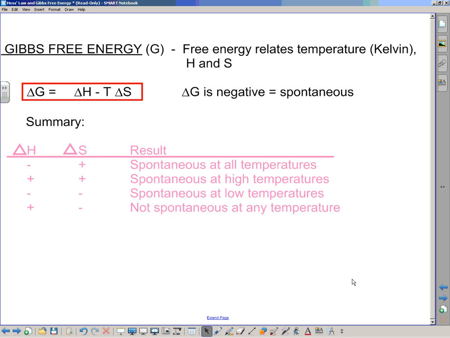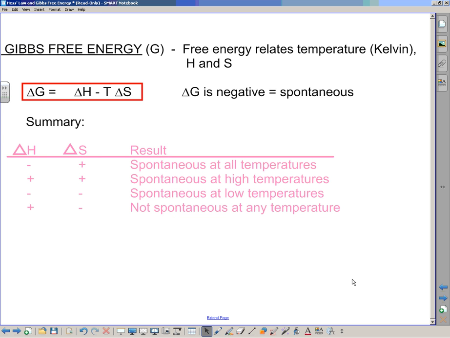Now, the second one, when delta H is positive, an endothermic reaction, yet delta S is positive, which means we're increasing the disorganization. So we have endothermic and more disorganized. That will only be spontaneous at a high temperature. You gotta have a temperature in the hundreds and thousands to make that work.